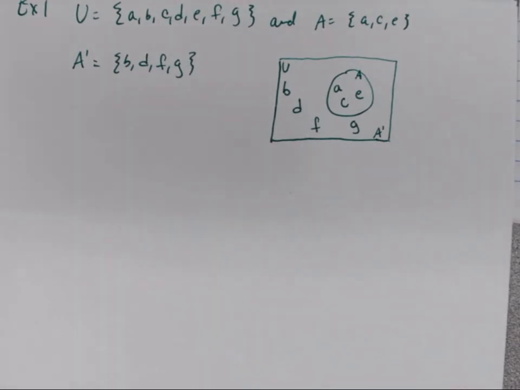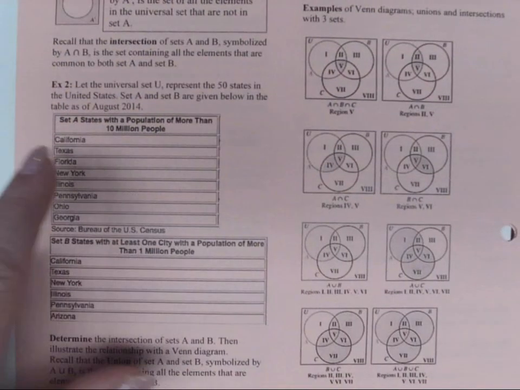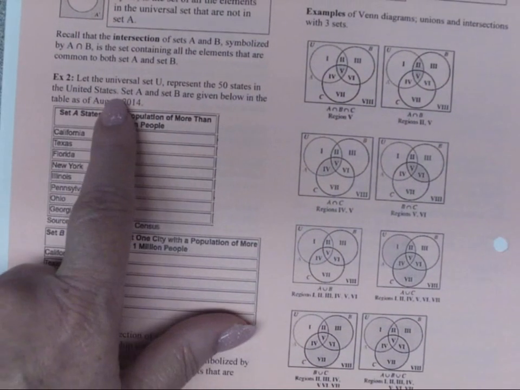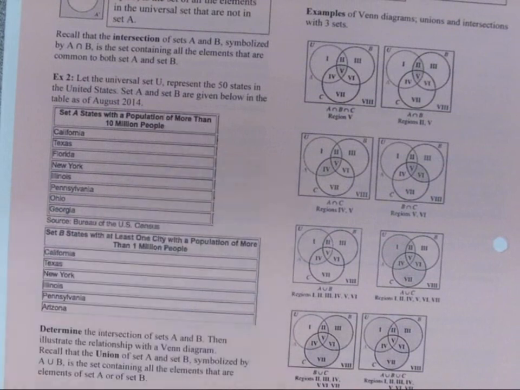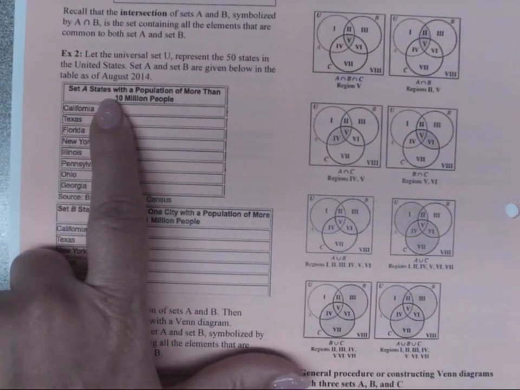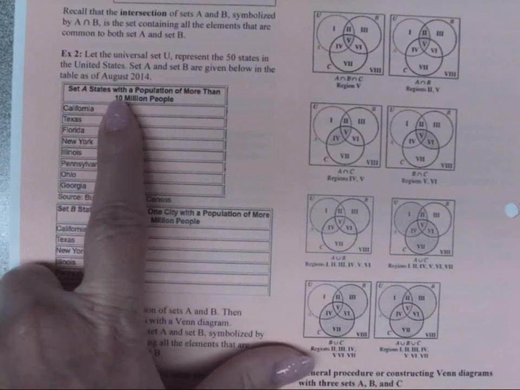All right. Example 2, we are letting the universal set U represent the 50 states in the United States. Set A and set B are given below in the table as of 2014. Set A is states with a population of more than 10 million people.